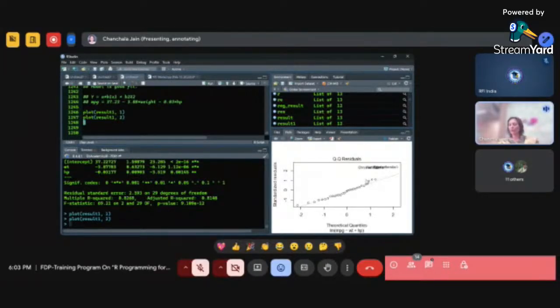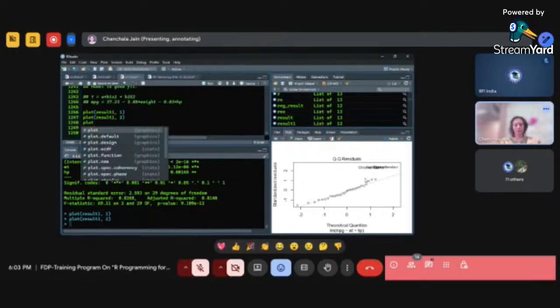Although we can find a few deviations here at the upper side, some of the residuals are not exactly coming. They're not overlapping this particular line, but the remaining residuals are almost on the line. That means I can say residuals are approximately normally distributed. It is okay.